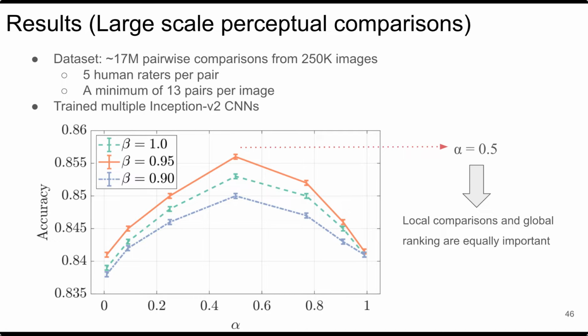Okay, so with that, here are some of our results for learning from pairwise comparisons. We collected a set of curated data and rated them to gather nearly 17 million pairs. The images we started with were a quarter million photos. For each pair, we asked 5 human raters to compare image I and J, and a minimum of 13 pairs per image were used. We trained multiple backbones. What I'm showing here is results from the Inception V2 model.